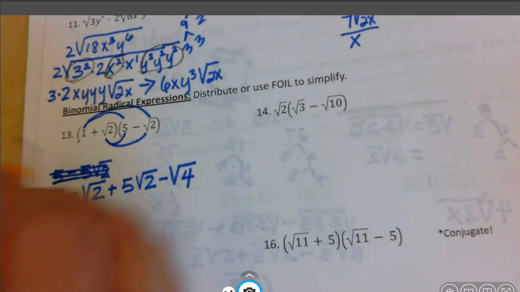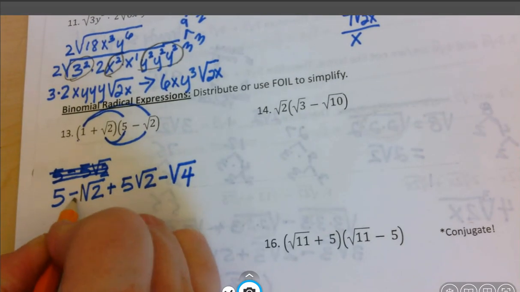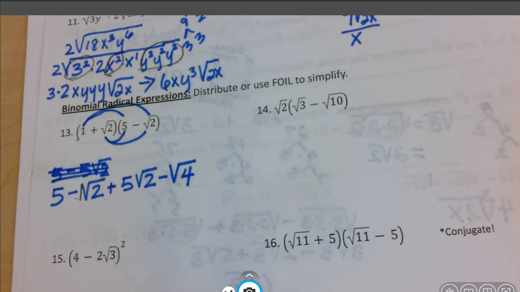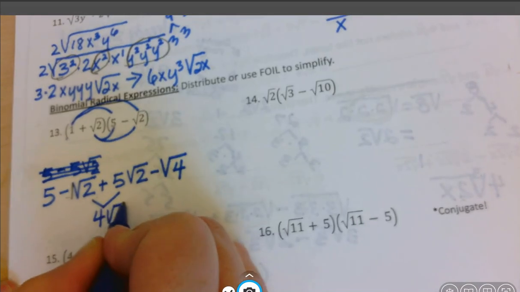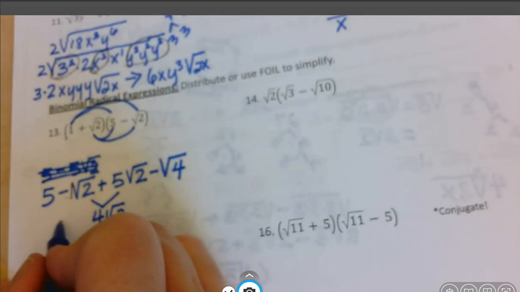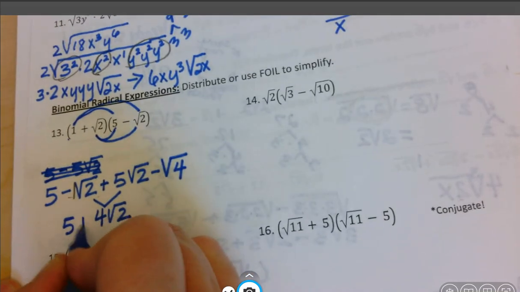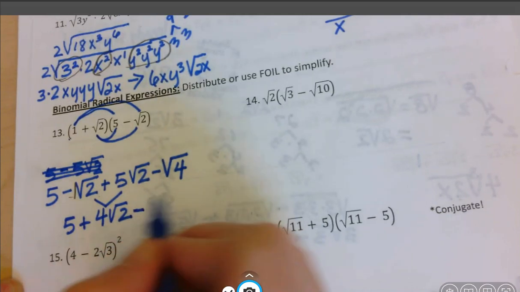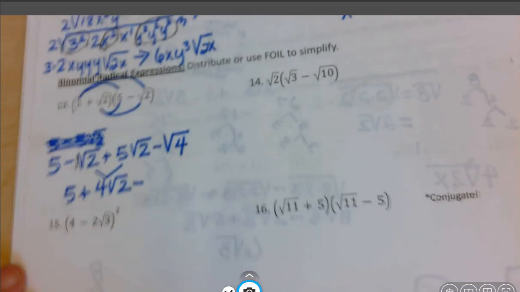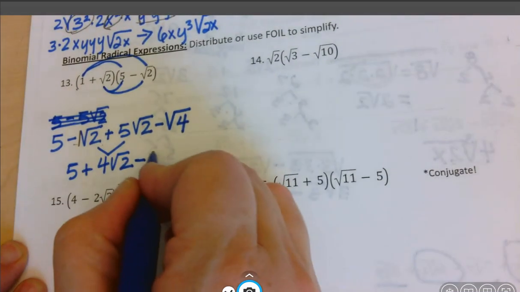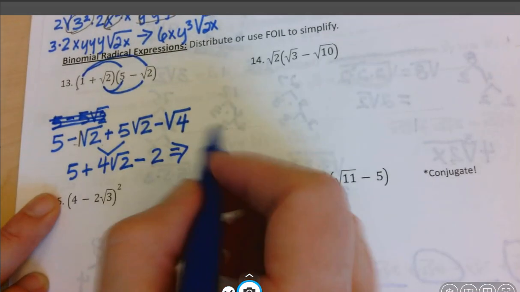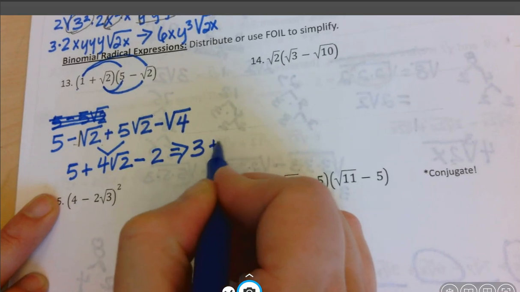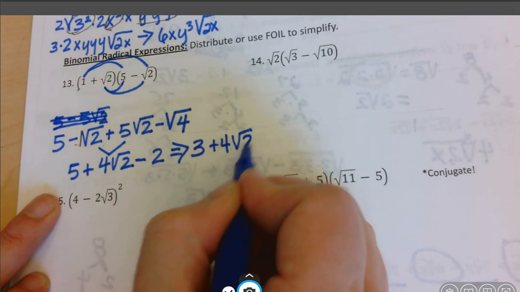All right. So here I have a minus 1 root 2 and a 5 root 2, so I can combine those two to make 4 root 2. I'm going to bring down the 5. And then square root of 4 equals what number? 2. All right, so my final answer will be 5 minus 2 is 3 plus 4 root 2.